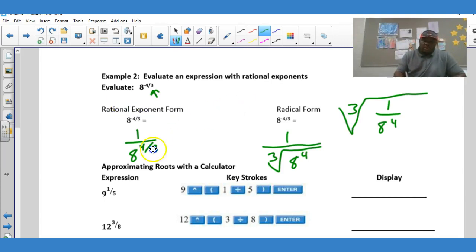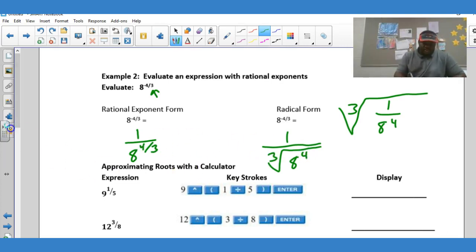So rational exponent form is just taking that and making it positive. It's no longer negative. But the thing to remember is your denominator is your index, and the numerator is your power.